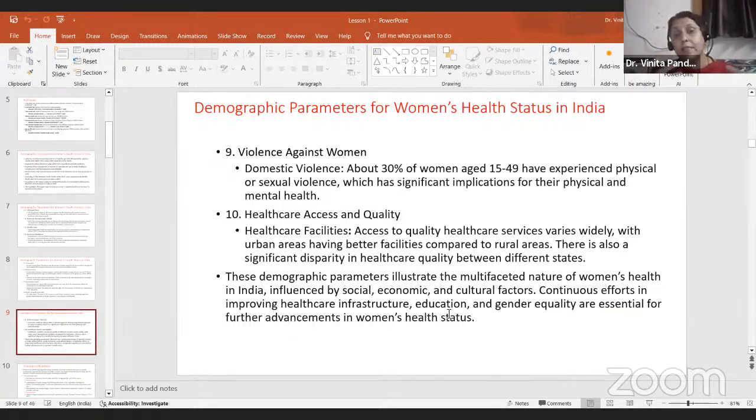So, women's health status is a very, very multi-dimensional aspect, has a lot of complexities involved in that, biological complexities, economic complexities, socio-cultural complexities, psychological complexities, complexities in terms of policy formulation and implementation. So we have to understand women's health, keeping in view all these factors.